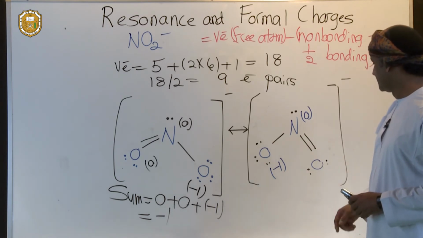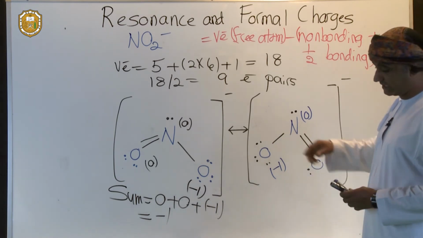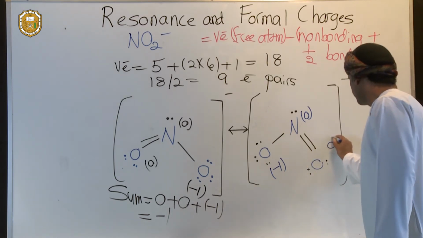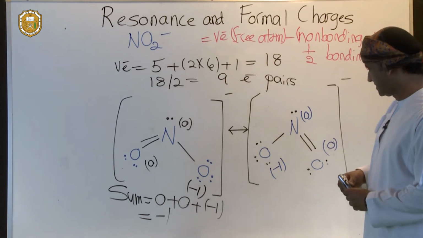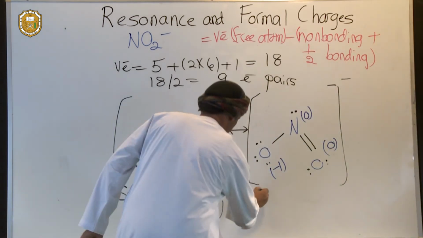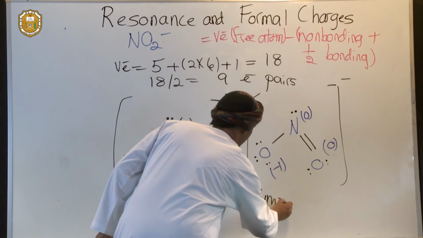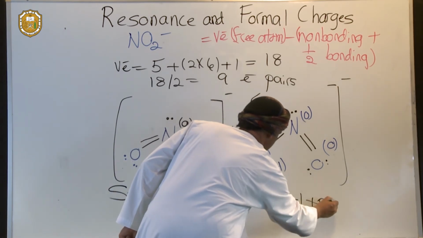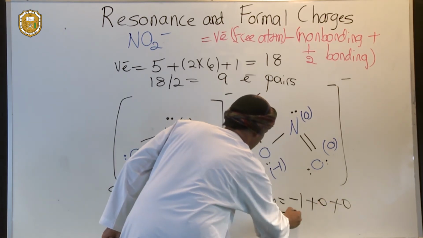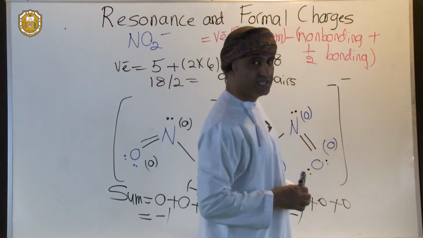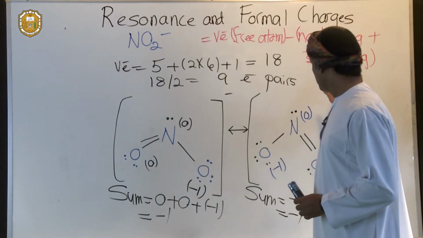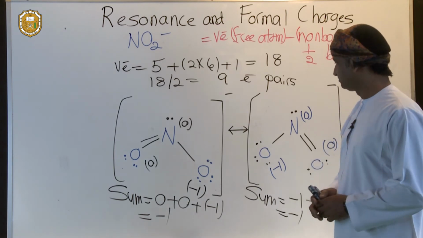Of this oxygen, it is 4 plus 2, 6 from 6, that is also 0. If you add these up, you will also get -1. So the sum will be -1 plus 0 plus 0, that is -1, and that's reasonable because the overall charge is -1.